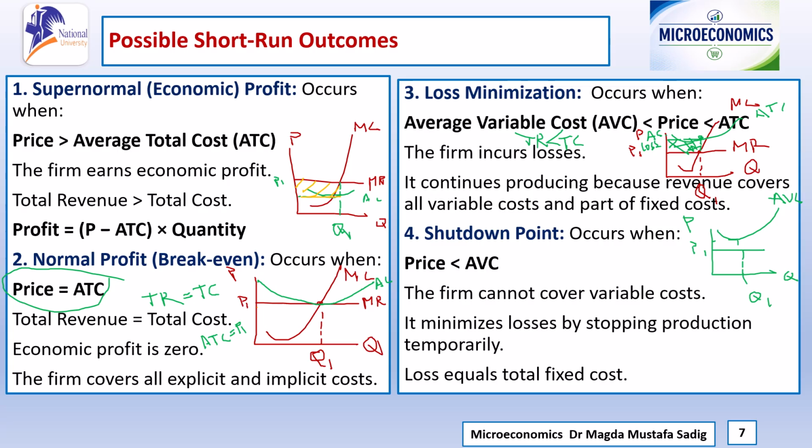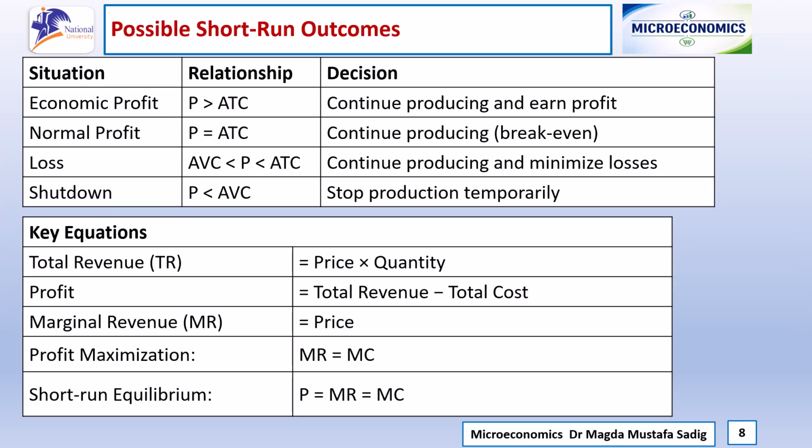Suppose price falls below average variable cost, price is less than average variable cost, now revenue cannot even cover variable cost. The firm should temporarily stop production, and the loss equals total fixed cost. If price covers variable cost but not fixed cost, should the firm continue? Yes, because some fixed costs are recovered. Let us come to the key equations.